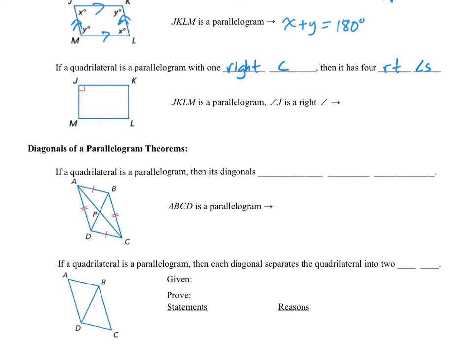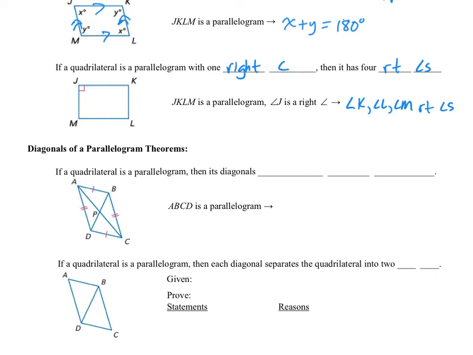Okay, so let's write that theorem in terms of this picture. If JKLM is a parallelogram and angle J is a right angle, if we're assuming all of that, then we can conclude that the other three angles are also right angles. Angle K, angle L, and angle M are also right angles.